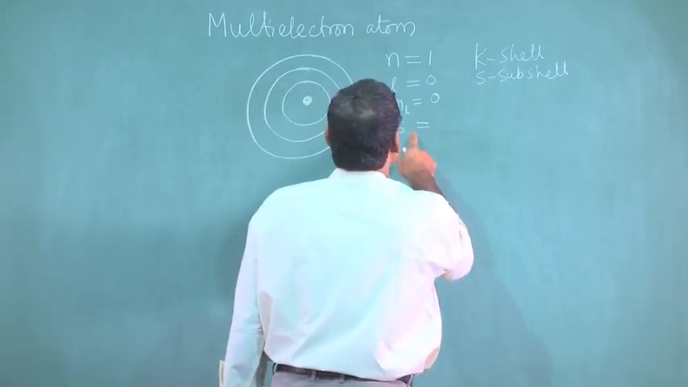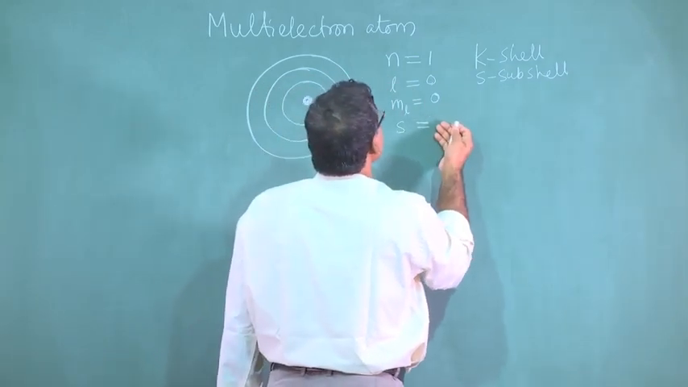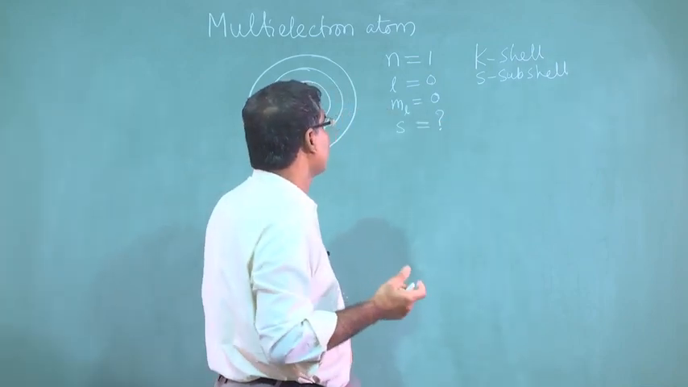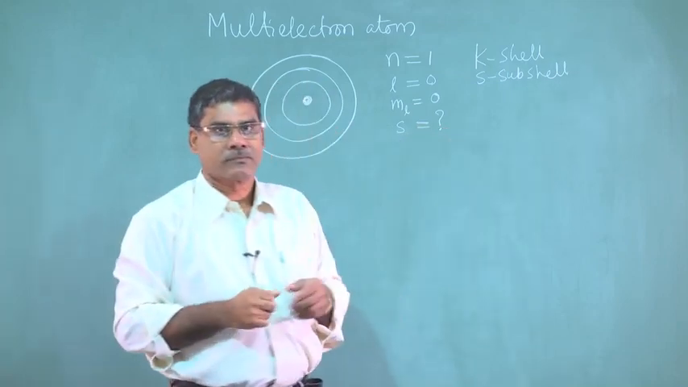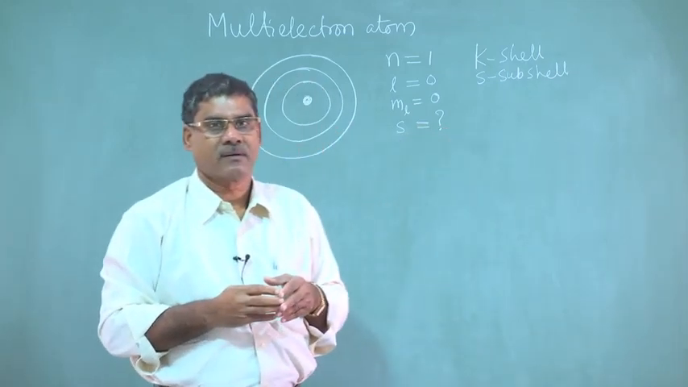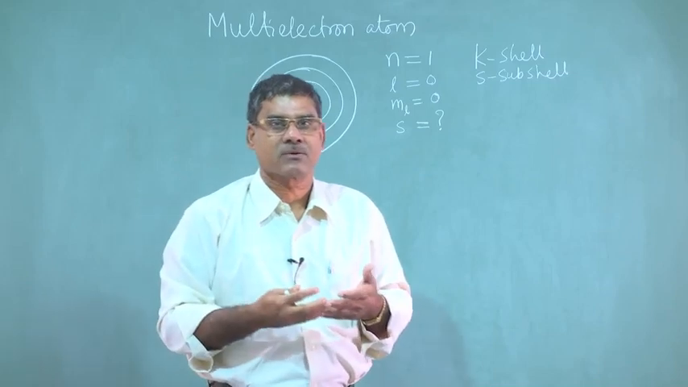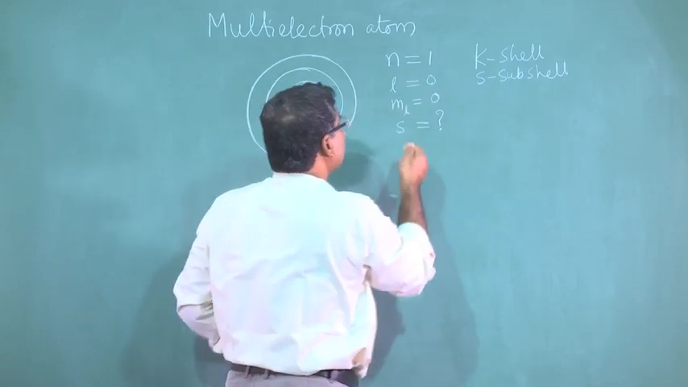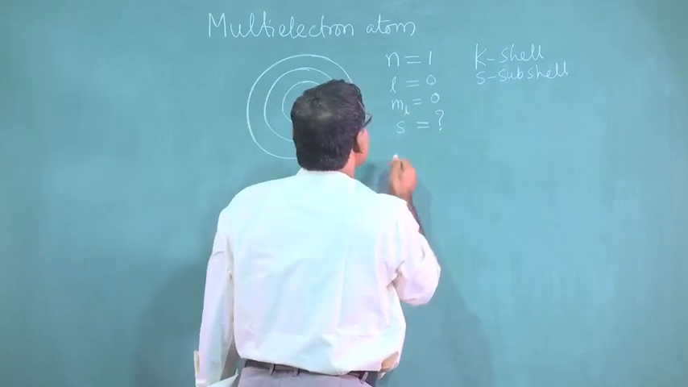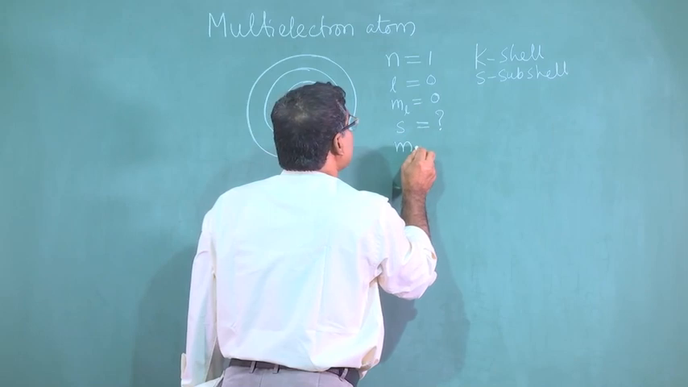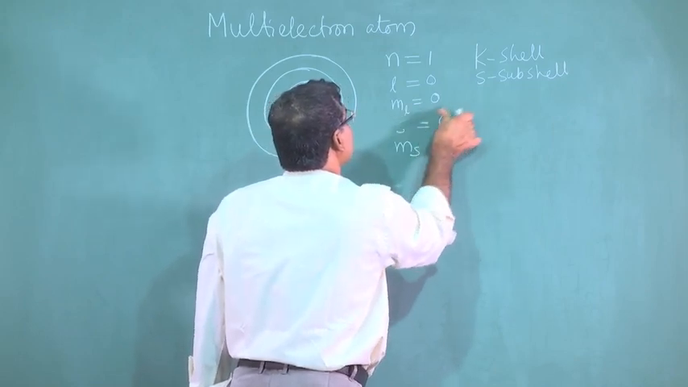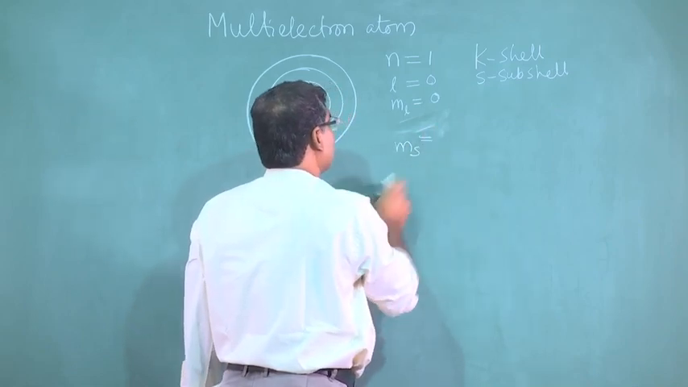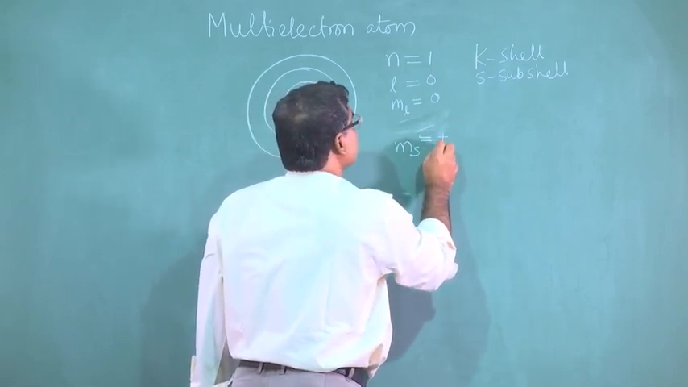For one electron it will be half, but for 2 electrons, 3 electrons, 4 electrons, what will be the S? Similarly for L, I have already discussed. So another quantum number is ms. For a single electron, ms is plus or minus half.